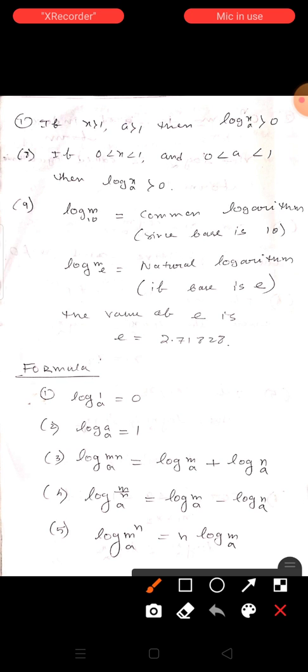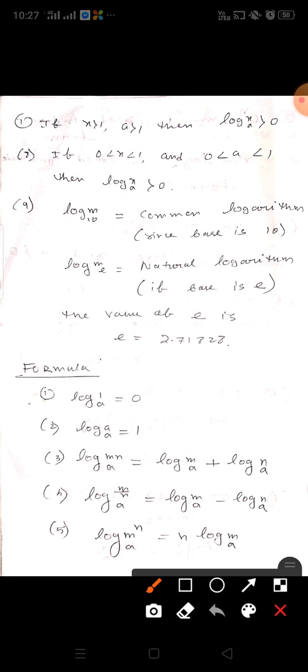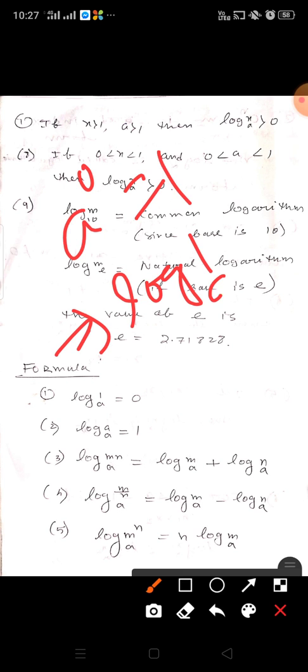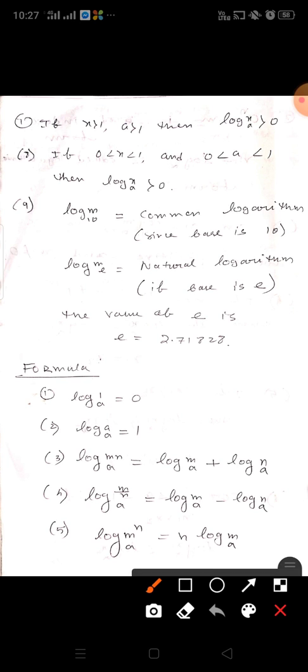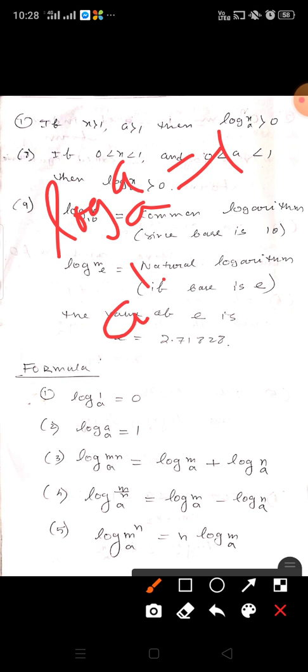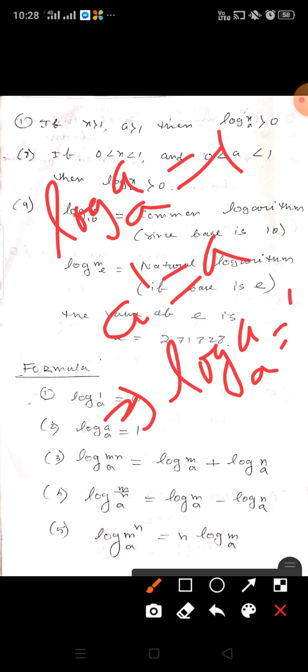Now there are some formulas. Log of 1 to the base a equal to 0. Log of 1 to the base a is always 0. This can be proved: we have a to the power 0 equal to 1. Taking log, what shall we get? Log of 1 base a equal to 0. Second, log of a to the base a equal to 1. We have a to the power 1 equal to a. So taking log, what shall we get? Log of a to the base a equal to 1.